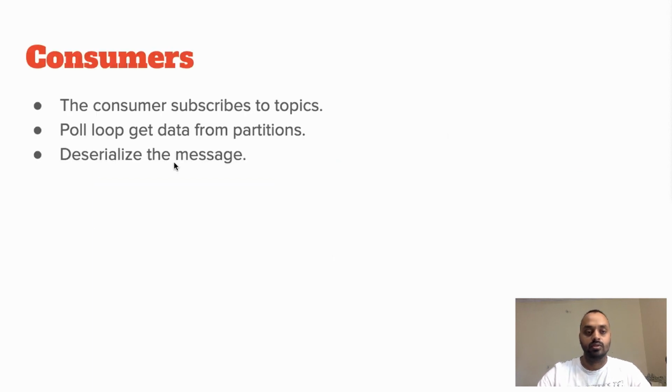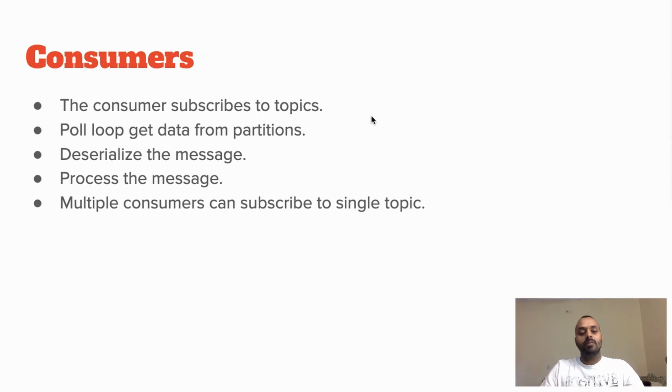So the poll loop happens, after that deserialization of the message happens, and after that the message is processed. Processing we have already discussed; it can be implemented by us and can be anything. Next point: multiple consumers can subscribe to a single topic. In Kafka, we can have multiple consumers, and these multiple consumers can subscribe to a single Kafka topic. Let me show you an example of this also.